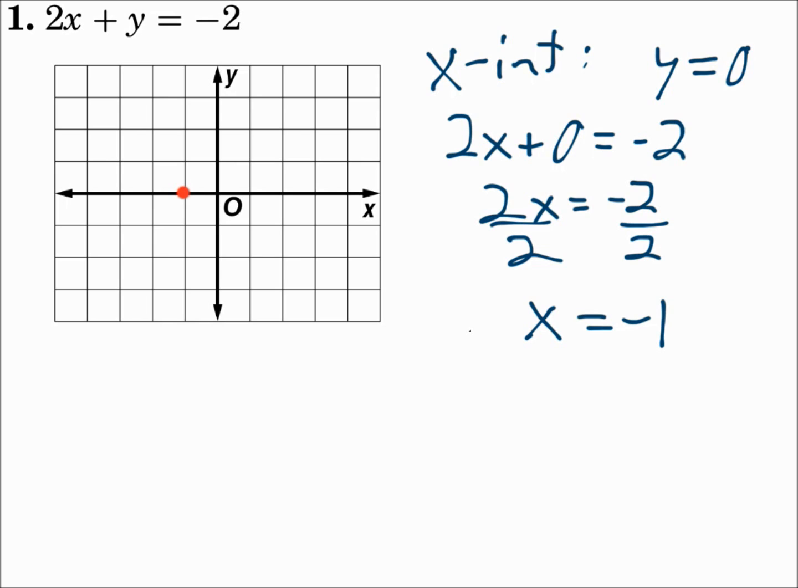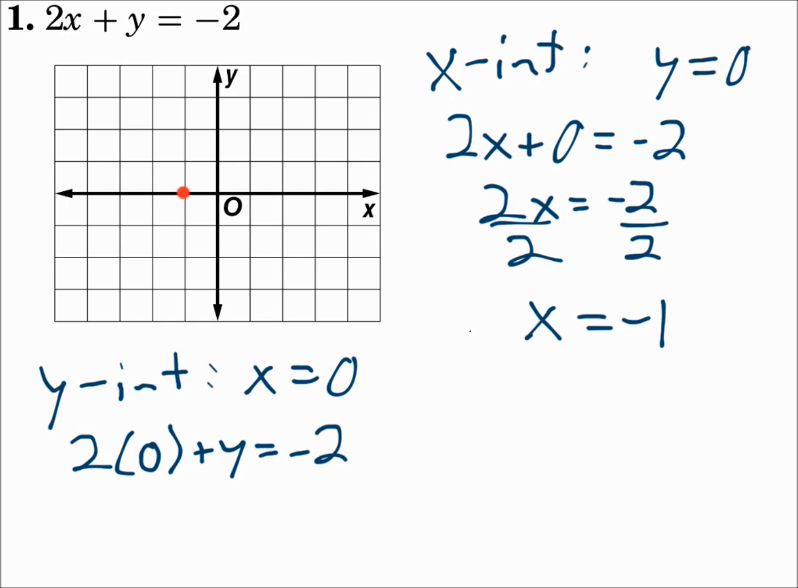That's the coordinates negative 1 comma 0, because x is negative 1 when y is 0. For the y-intercept, make x equal 0 and solve for y. So 2 times 0 plus y equals negative 2. 2 times 0 is 0. 0 plus y is just y. And you're left with y equals negative 2. So the y-intercept is negative 2. That's the coordinates 0 comma negative 2, where x is 0 and y is negative 2. You have the intercepts. Now connect those dots, and there's your line.